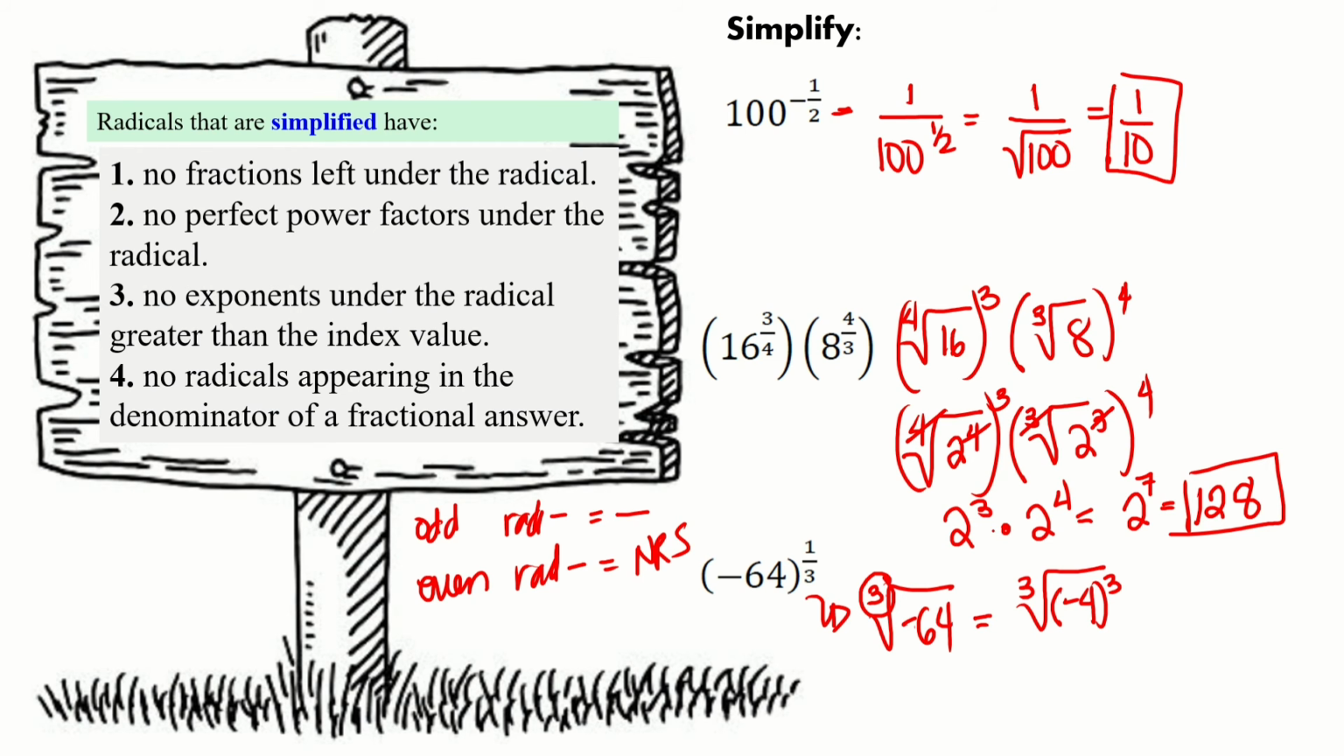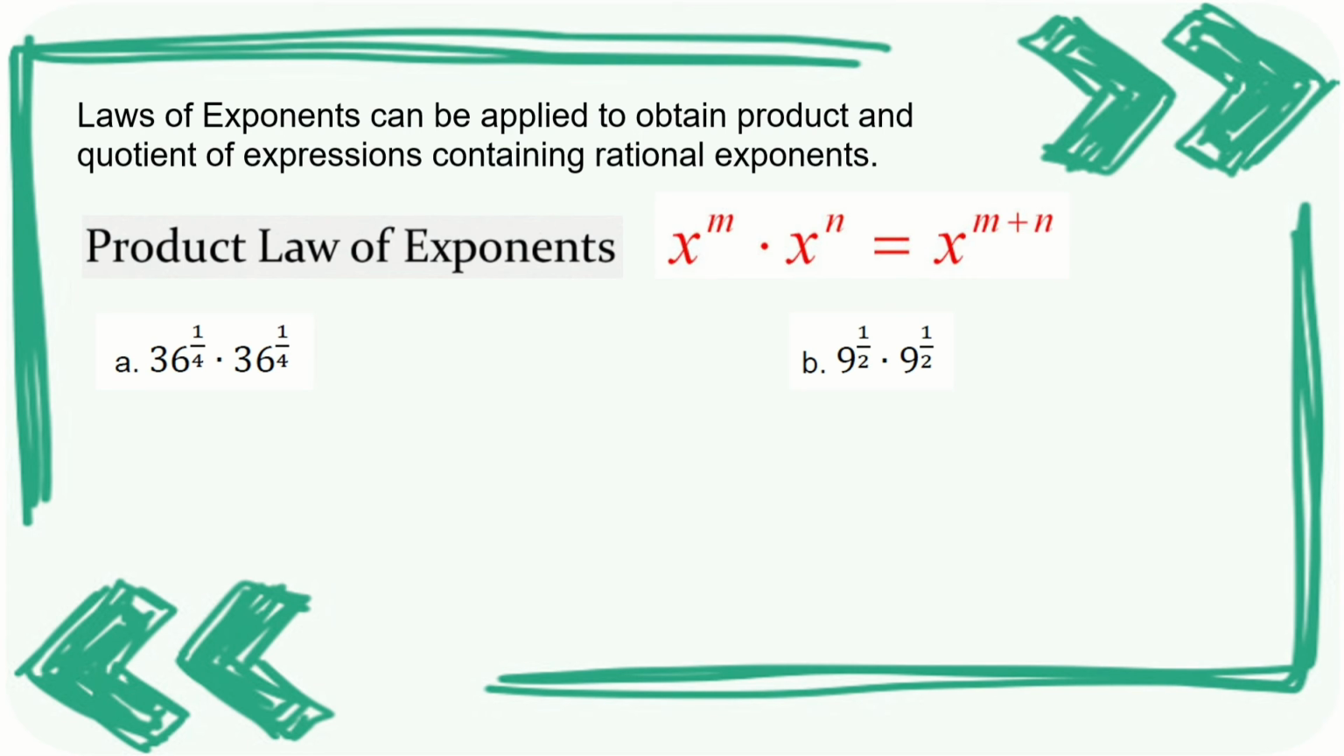So negative 4 times negative 4 is positive 16 times negative 4, the answer is negative 64. So again, we apply: since the index and the power are the same, that's cancelled out. What is left is only negative 4. Okay.